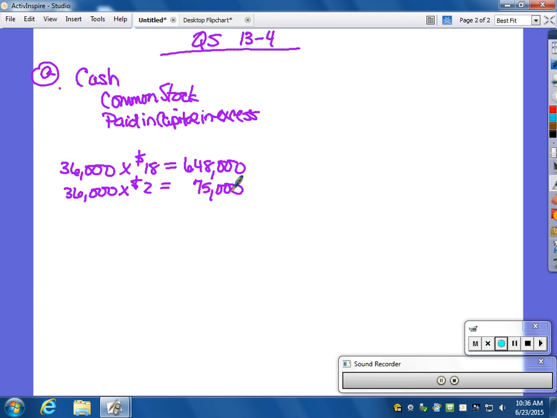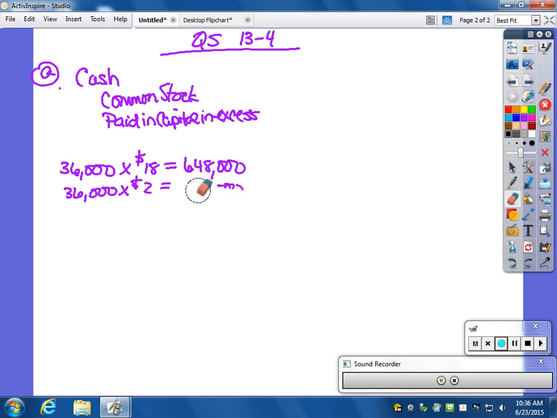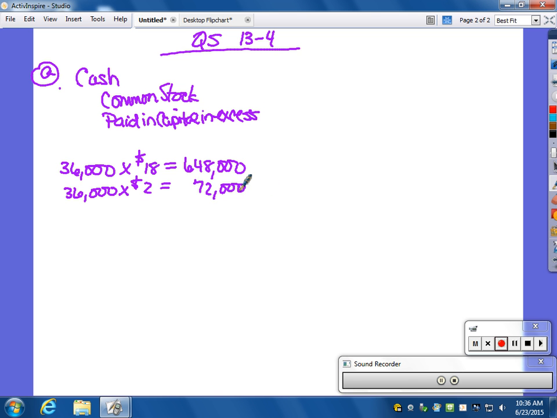So you subtract that amount from what it was actually sold for, and that amount goes in the paid in capital in excess, whatever the gain or loss. So ultimately, how much cash did you receive? 648,000. Right. And you knew that the common stock was worth how much? 72,000. So your excess is 576,000. So the paid in capital in excess is 576,000. Good.